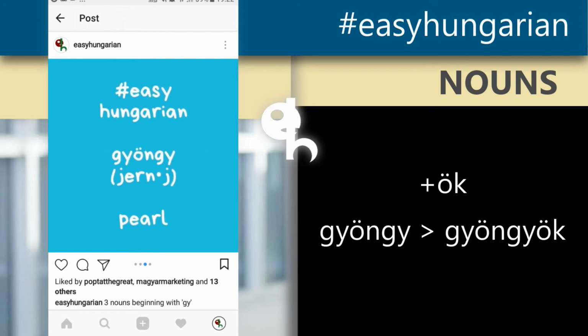There's still some other variations as well. For instance, the word pearl, gyöngy. When you're making that plural, it becomes gyöngyök. Gyöngyök. So you can see how it follows the same vowel harmony principle. This sounds complicated at first, but eventually you'll get a taste for which endings sound the most natural.